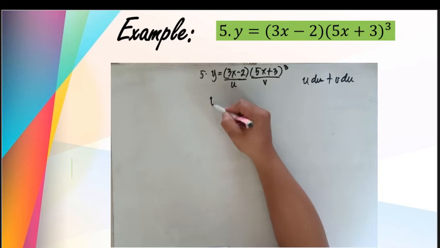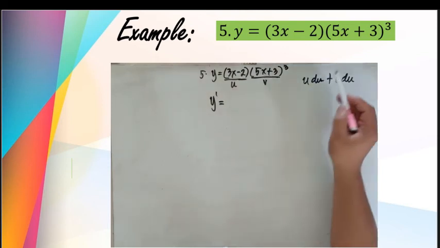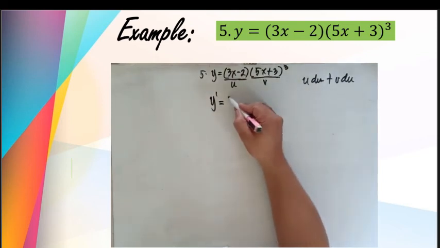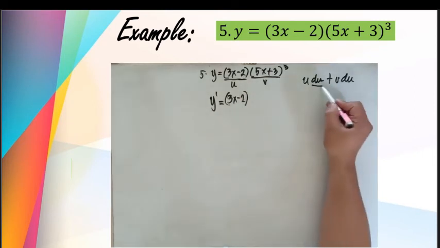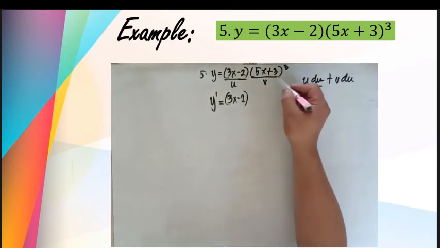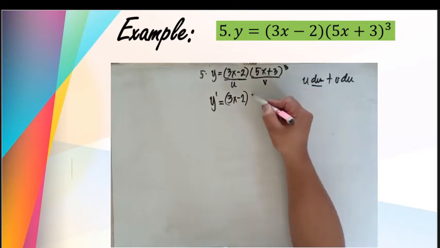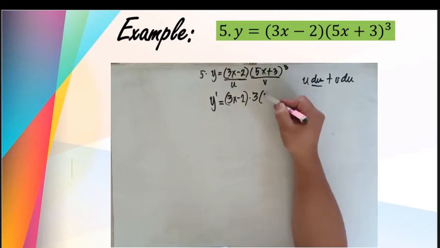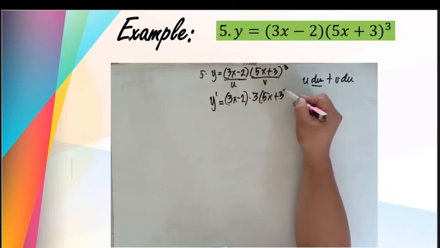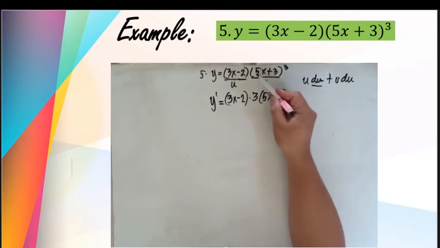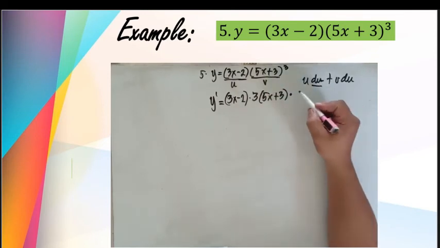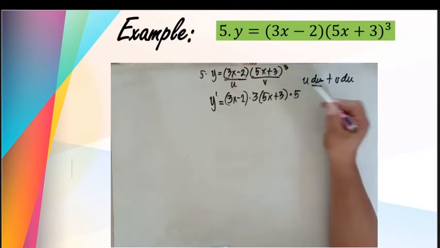So let's apply the product rule. So y prime is equal to u, just copy your u, and that is 3x minus 2 times the derivative of v. Now, for you to get the derivative of the v function, we need to use the chain rule. So we need to bring your 3 down, the exponent, copy your 5x plus 3, and always don't forget to multiply the derivative of the inner function 5x plus 3, which is equal to 5.